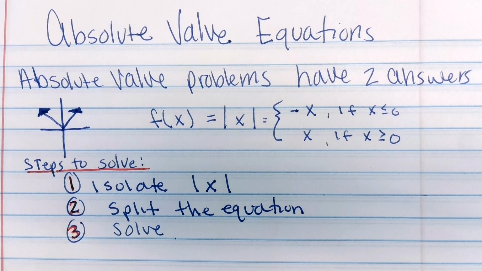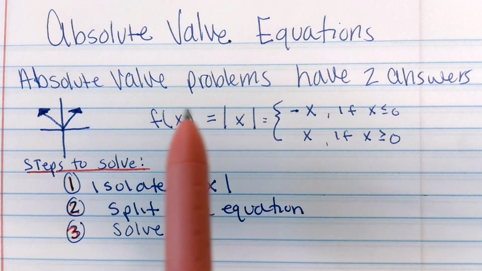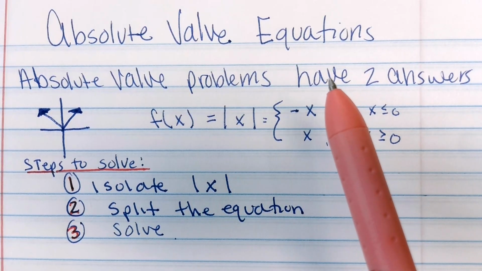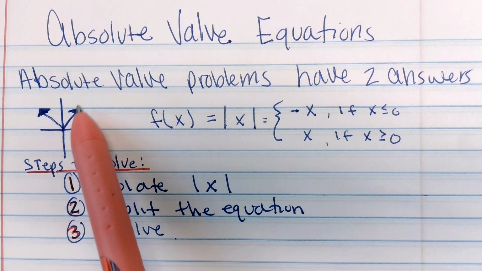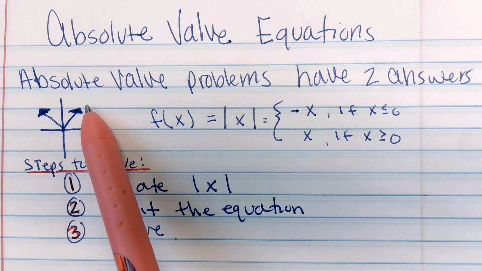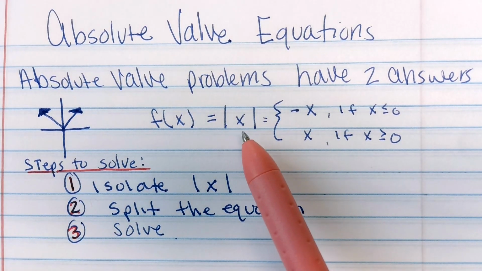Welcome everybody. This video is over absolute value equations. So today we're going to solve equations that have the absolute value bars. It's very important to note that these have two answers, and that's because the graph has a positive side and a negative side. So here is the parent function, the absolute value of x.